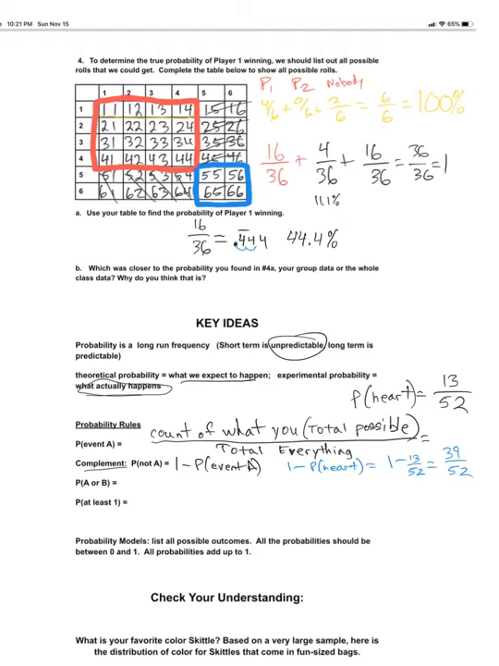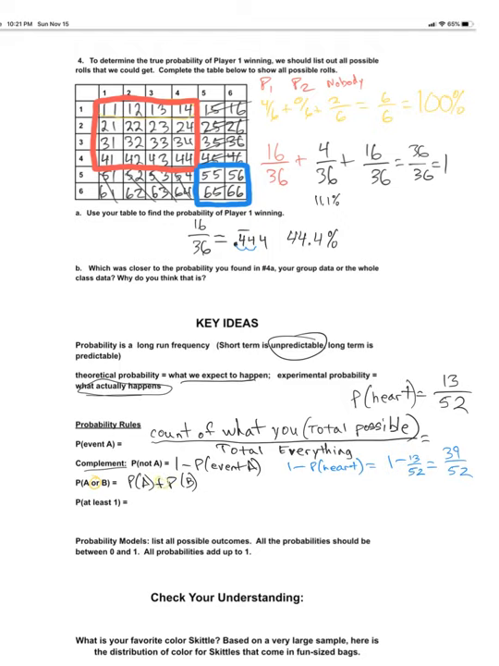Now, this next thing here is pretty big: or. The probability of A or B means the probability of A plus the probability of B. Make sure you understand or is plus, okay?